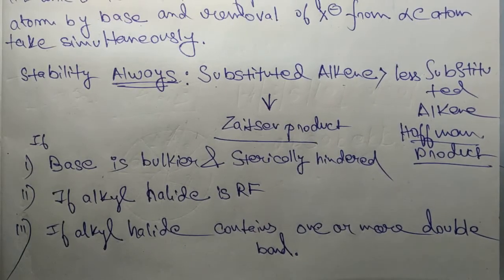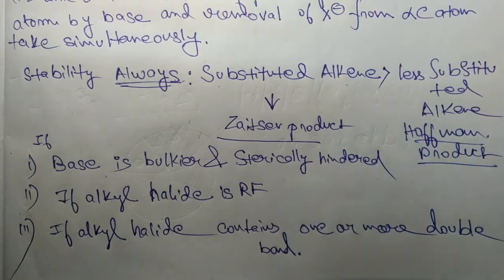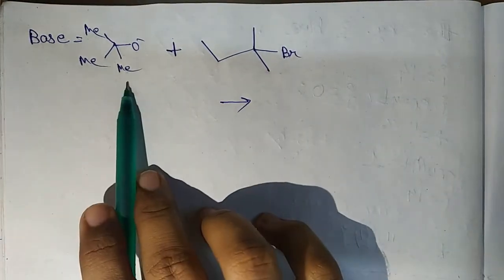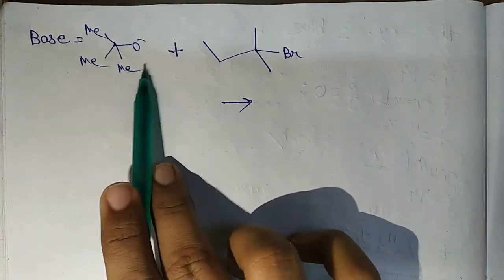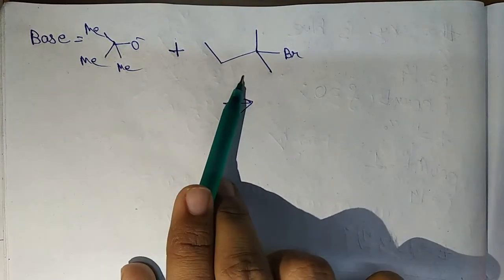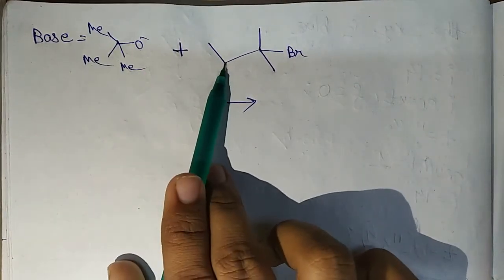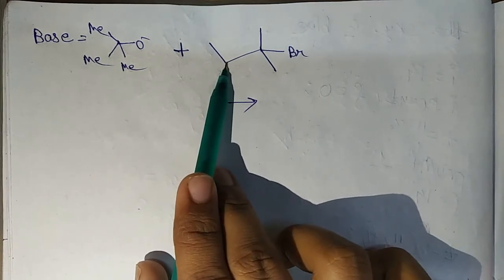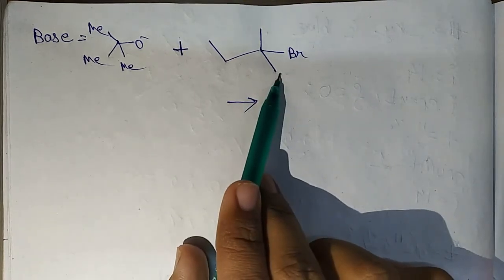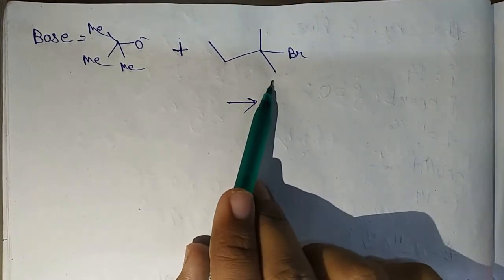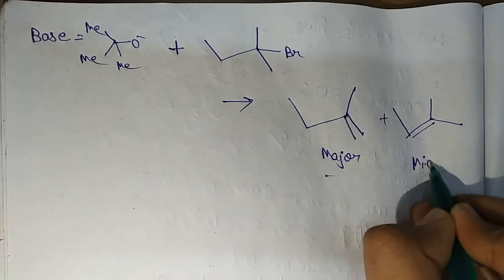So here are my three cases. The first case is if the base is bulky and sterically hindered. If our base is tert-butoxide ion and it reacts with this compound, the less substituted alkene is formed. So this base takes hydrogen from this carbon, and gives the final product as this, and this other one is minor.